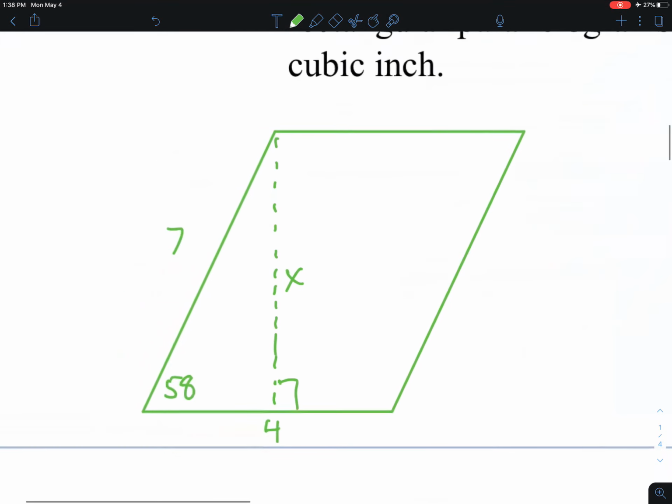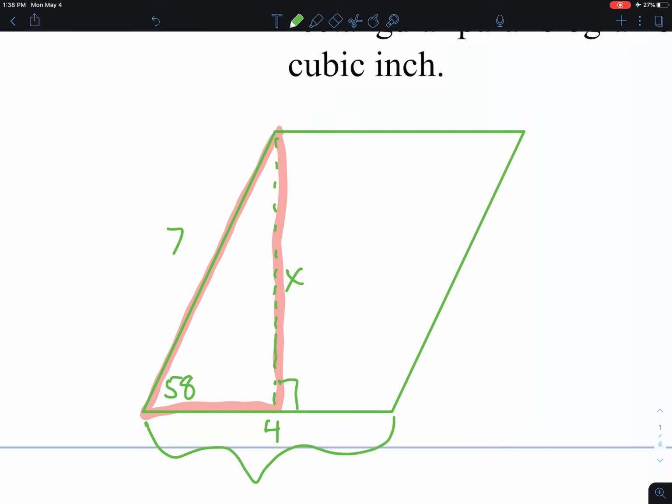Now, let's zoom in on this. Essentially what we're going to do is use this right triangle to find x. We can't use the Pythagorean theorem because this whole amount represents 4. All right? We can't use 4 as this value here. It doesn't work like that. So we're going to have to use trigonometry, SOHCAHTOA.